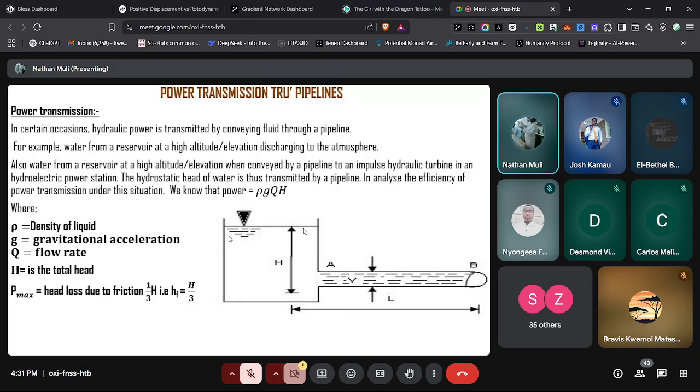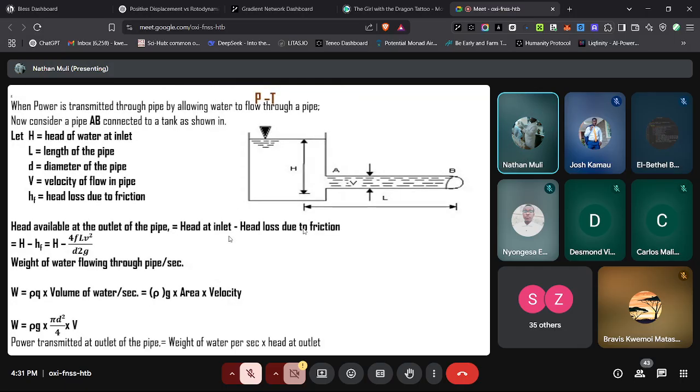Okay, basically that is what we are saying. The head loss between A and B, with velocity V, for power to be maximum, is the cardinal thing about this. Meaning, the head available at the outlet of the pipe should be the head at inlet minus the head loss due to friction. So we are talking of H minus HF, and we have said HF is a third of H, equals H minus 4FLV squared by 2gD.